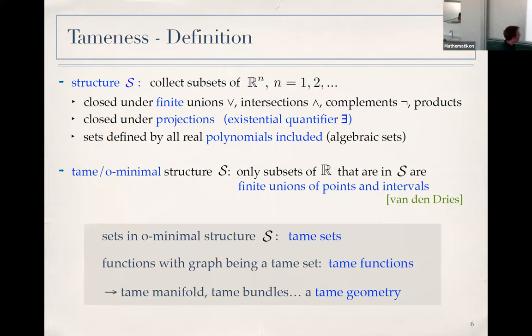In any case, the sets in the o-minimal structure S are then called the tame sets. Functions are called tame functions if their graph is a tame set. And then you can define tame manifolds, tame bundles, and a whole tame geometry. And the point is that most of the things which geometers have done over the years can already be defined in this, because you never actually allowed these wild things to happen.